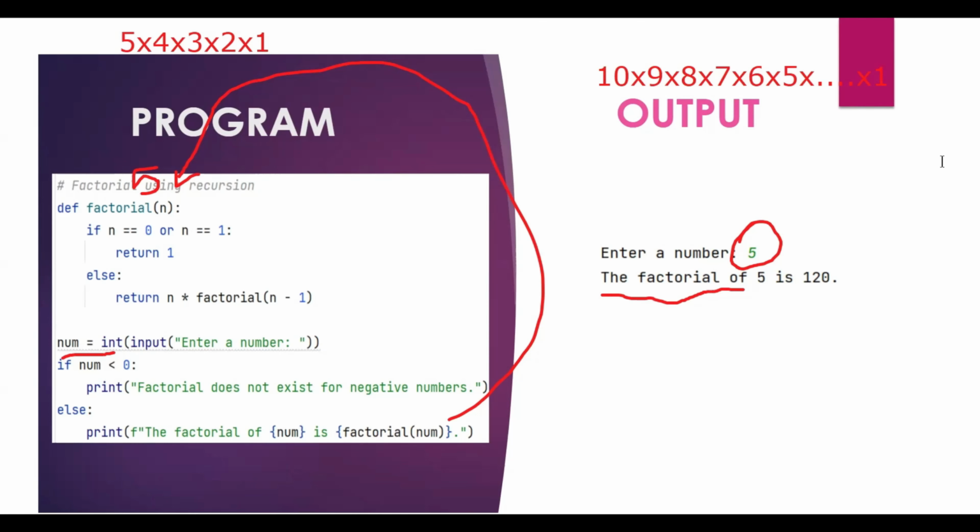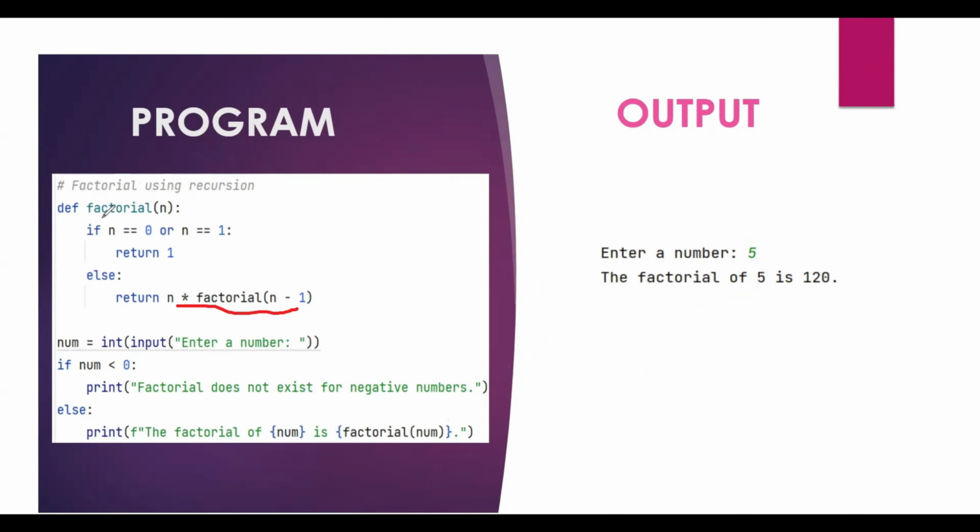So now we are passing the value 5 here. First we have to check if n equals 0 or n equals 1. That is wrong, because n is 5. So we go to the else block, and I am returning 5 into factorial of n minus 1. Here you can see I am calling the function one more time. Whenever we call the function inside the same function definition, such a function is called a recursive function.